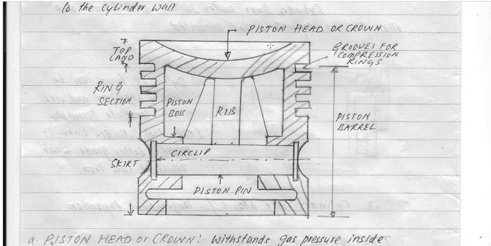In this diagram you can see here is the piston head. The cup type shape is called the piston head or crown. This you can consider the top land. Here is the ring section. Here is the skirt. Then the piston key is there. Then the piston boss, and here is the rim, and here is the piston barrel, and these are the grooves which are provided for the compression rings.